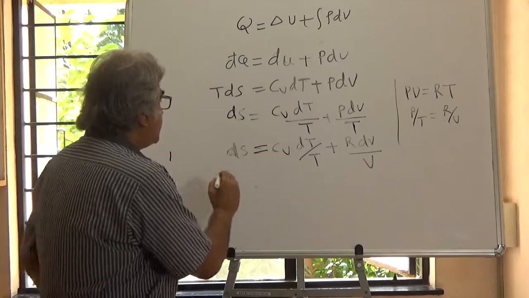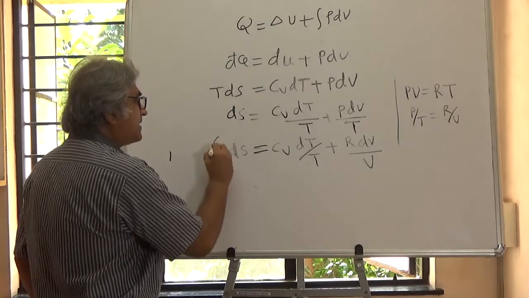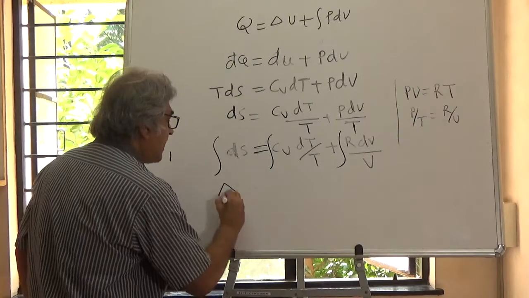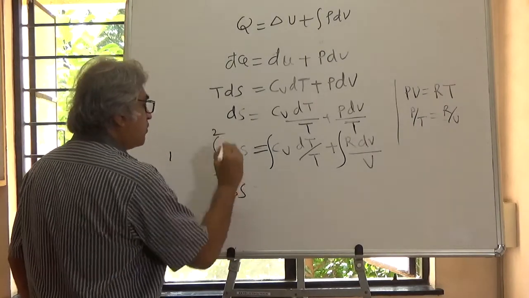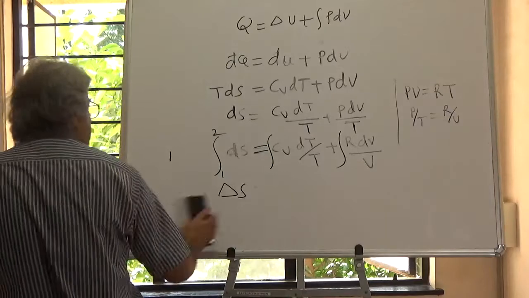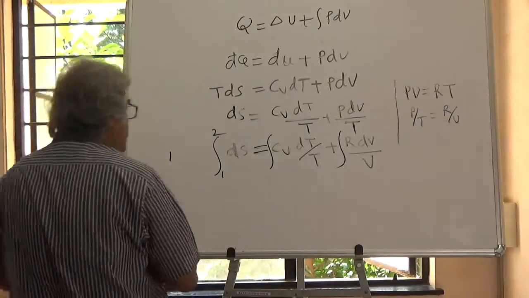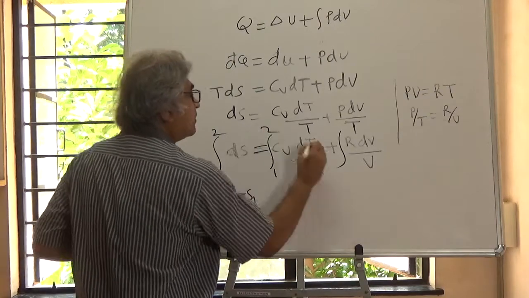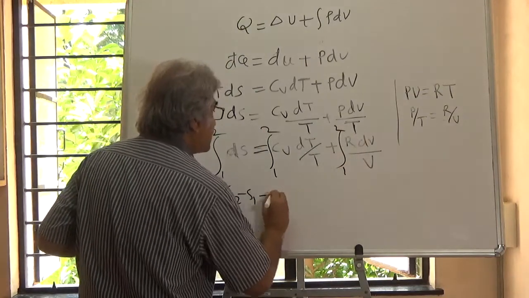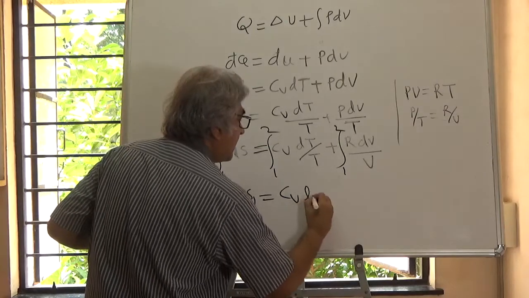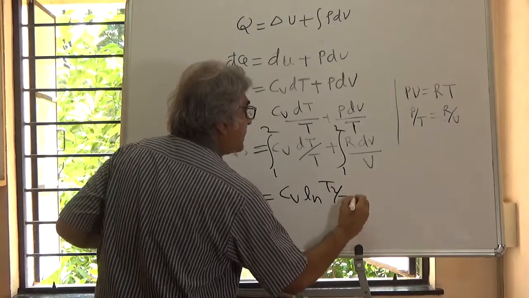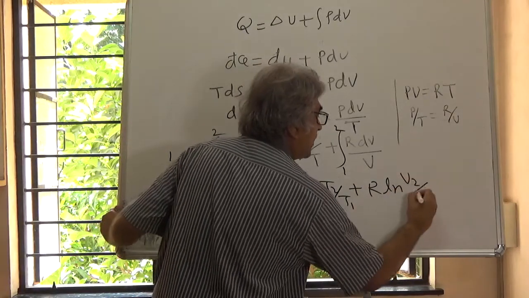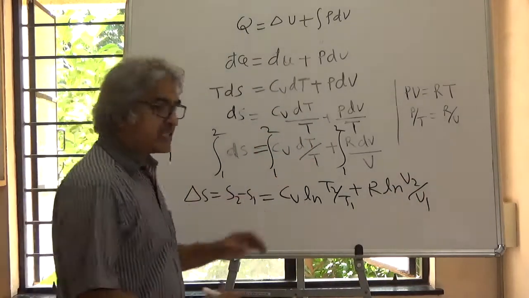Now let's integrate this, and we write the expression delta S from 1 to 2. We integrate from 1 to 2, so delta S is equal to S2 minus S1. I can write this as Cv ln T2 by T1 plus R ln V2 by V1. So this is the first expression.